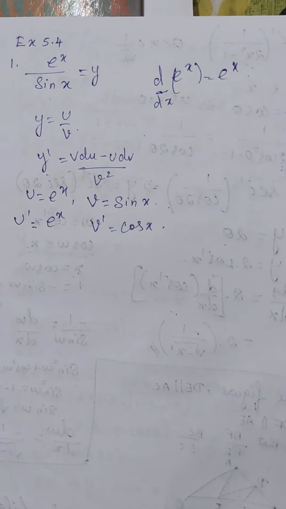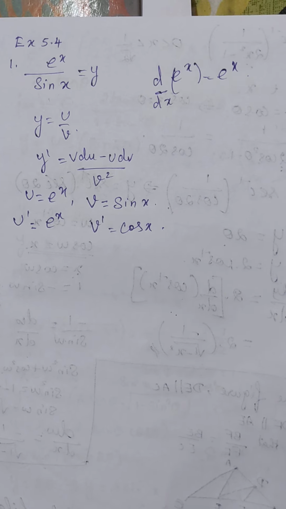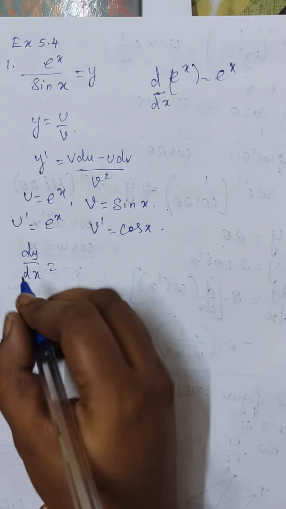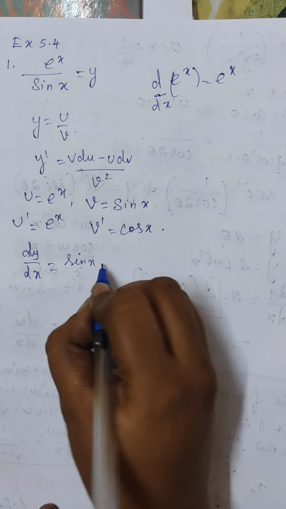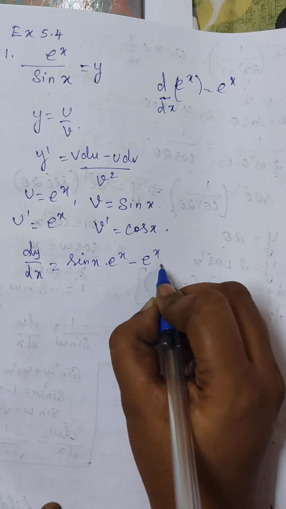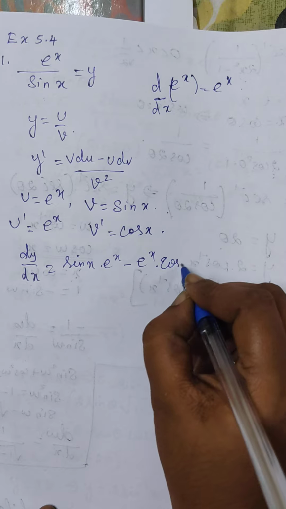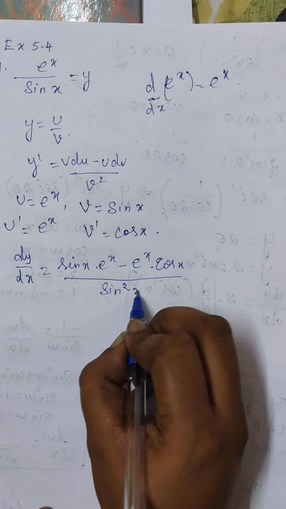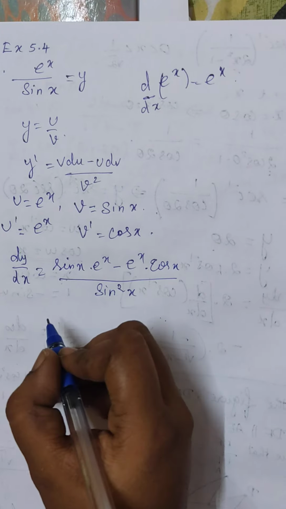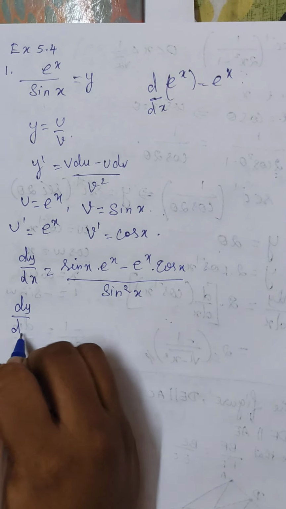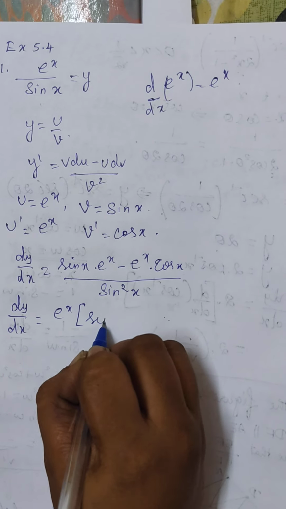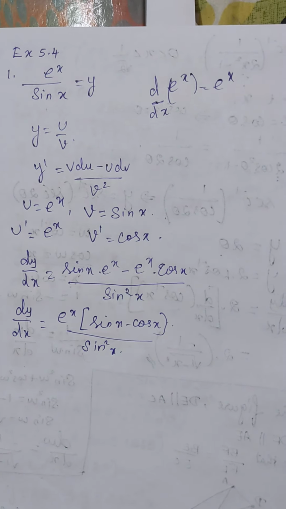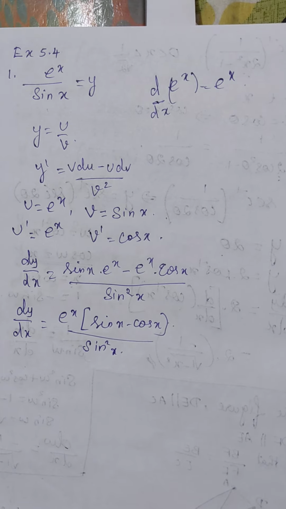Now we will apply these values in the quotient rule to get the derivative of the function. So dy by dx equals v du, where v is sin x and du is e power x, minus u dv, where u is e power x and dv is cos x, divided by v square. V is sin x, and when we square it, we get sin square x. This expression can be written as dy by dx equal to e power x into sin x minus cos x, by sin square x. This is the derivative of the given function with respect to x.